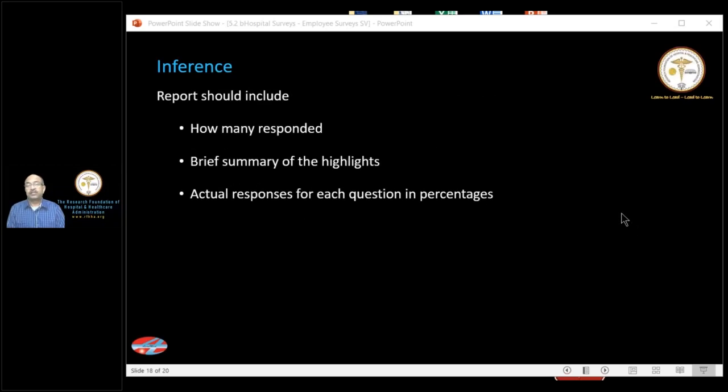Brief summary of the highlights, that means the brief points that we have discovered in the survey, and the actual responses for each question should also be part of the report, because this report will get preserved and will be used for future comparisons. You may not preserve your Excel sheet or your raw responses or your data collection forms, the employee survey forms, but this report must be made well so that it is available for references in future, and it is useful when it is referred to in future.